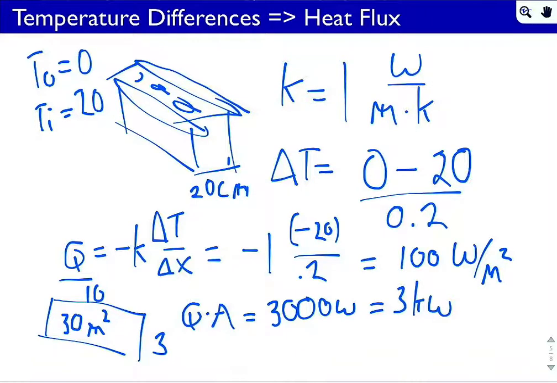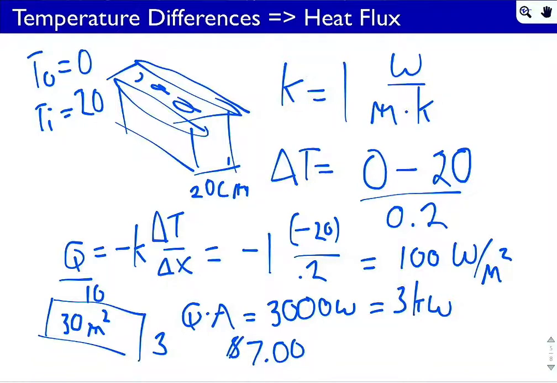Now, over the course of a day, 24 hours, that would be 3 times 24, which is 72 kilowatt hours. And at 10 cents per kilowatt hour, that comes out to about $7 worth of electricity, assuming we have 100% efficient conversion from electricity to heat, which we do not. Seems like a lot. I hope my math is correct. That seems absurdly high.